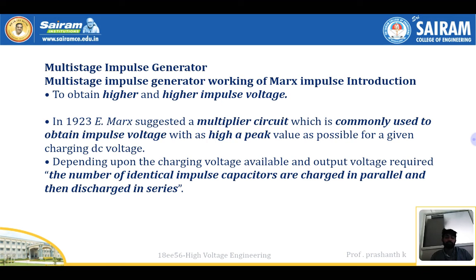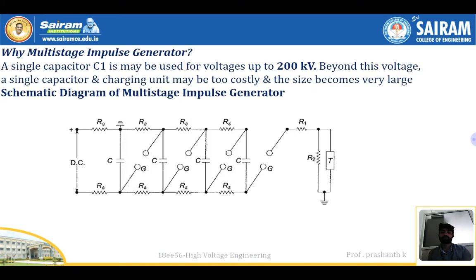To obtain higher impulse voltages, we need a larger number of connections. In 1923, Marx suggested a multiplier circuit, commonly used for obtaining impulse voltage with a high peak value possible for a given charging DC voltage. For high voltage, we want a multiplier circuit. Marx suggested that in the year 1923. Depending upon the charging voltage available and the output voltage required, a number of identical impulse capacitors are charged in parallel and then discharged in series.